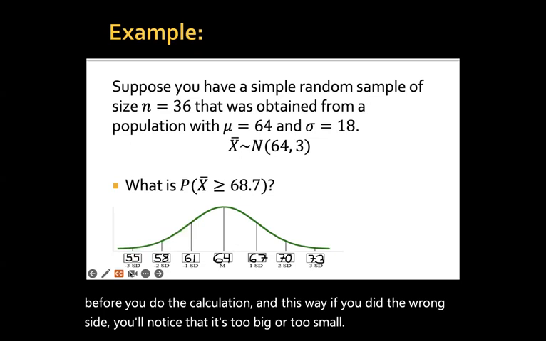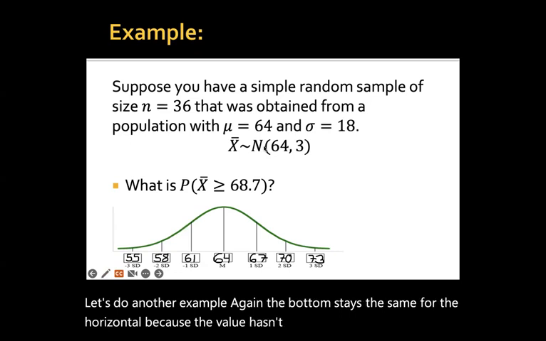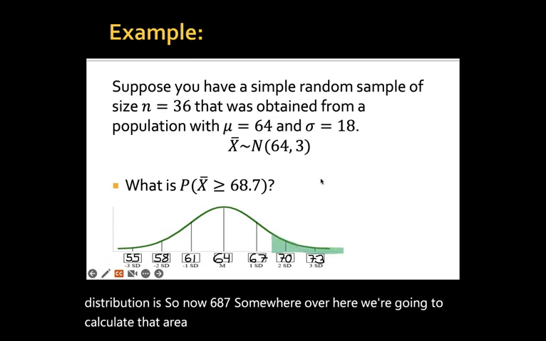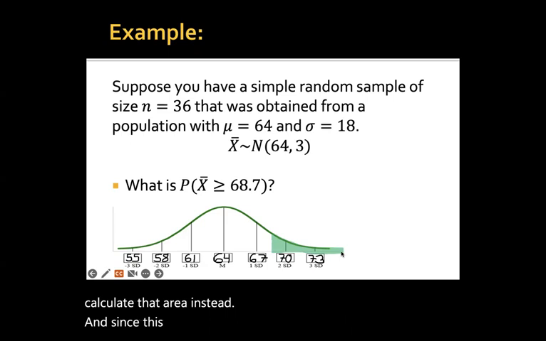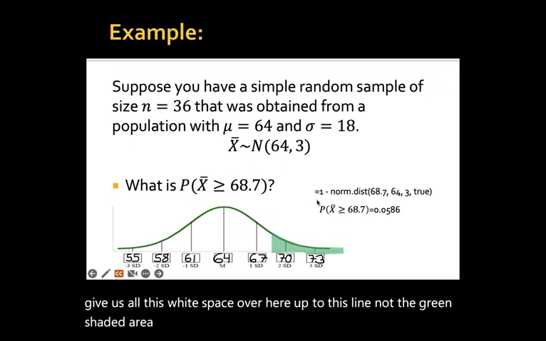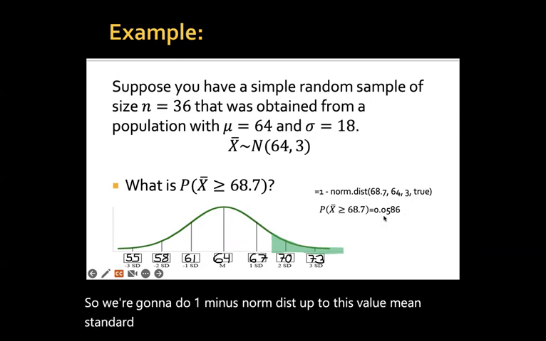Let's do another example. Again, the bottom stays the same for the horizontal because the value hasn't changed here for what the distribution is. So now 68.7, somewhere over here, we're going to calculate that area instead. And since this is greater than, we're going to need the complement because Excel is going to give us all this white space over here up to this line, not the green shaded area we want. So we're going to do 1 minus NORM.DIST up to this value, mean, standard error, and that will give us 0.0586, which sounds about right.